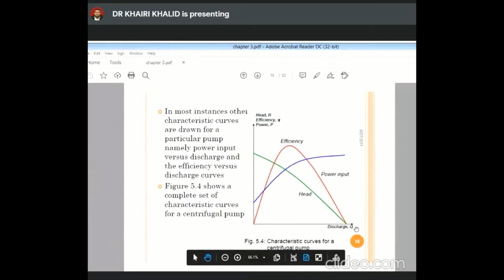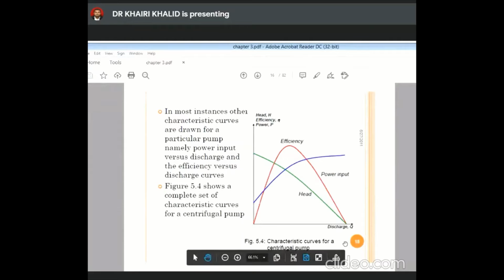You can see here in terms of efficiency, it doesn't mean that if you increase the value of Q, the efficiency will keep increasing. It increases until a certain Q, which is the maximum efficiency of the pump. If you increase the value of Q after that, the efficiency will decrease.